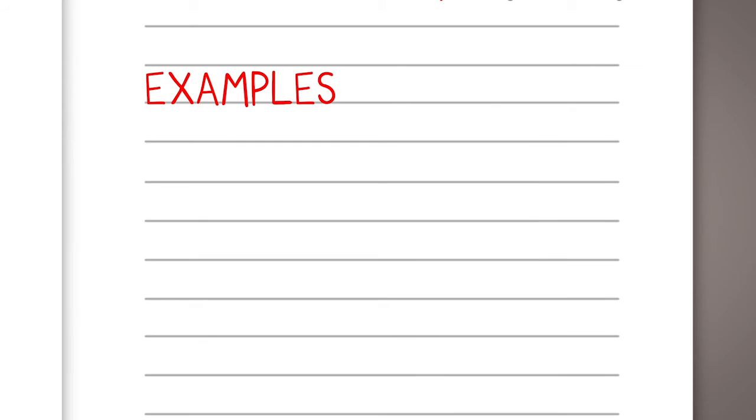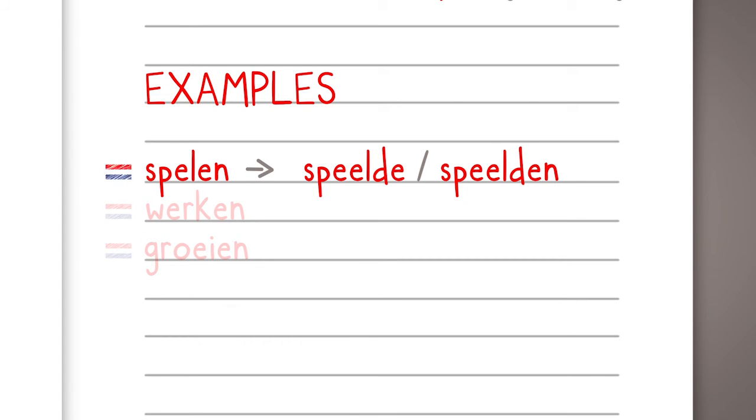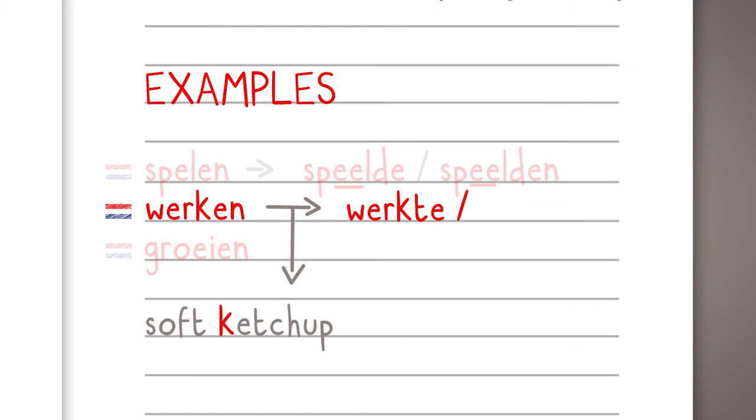Now for some examples. We will look at the three regular verbs spelen, werken, and groeien. Following the rules for soft ketchup, we turn spelen to speelde. Remember here we need to have the double E in order to keep the open syllable and correct pronunciation. Werken, according to soft ketchup, turns to werkte or werkten.